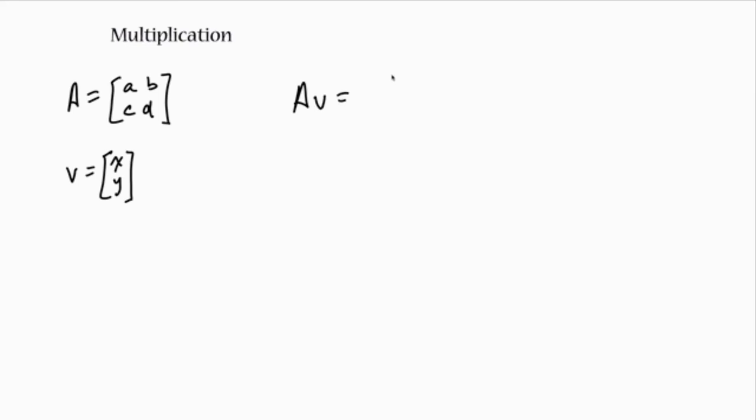The way I was taught to do this in high school is kind of visual. I was taught to stick the matrix down here, A, B, C, D, and the vector above, X, Y. And then it's kind of a visual as to what you're doing. You're actually doing a dot product of each row with this column vector separately. So the first element of my result is going to be A times X plus B times Y. And on the second row, we're going to get C times X plus D times Y.